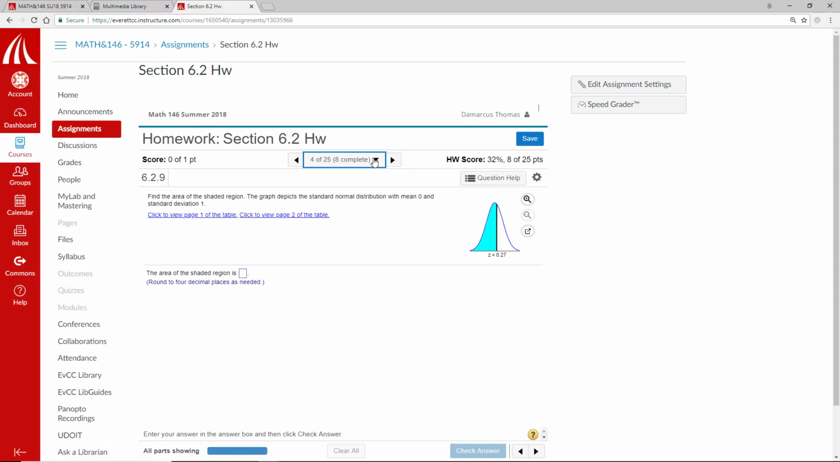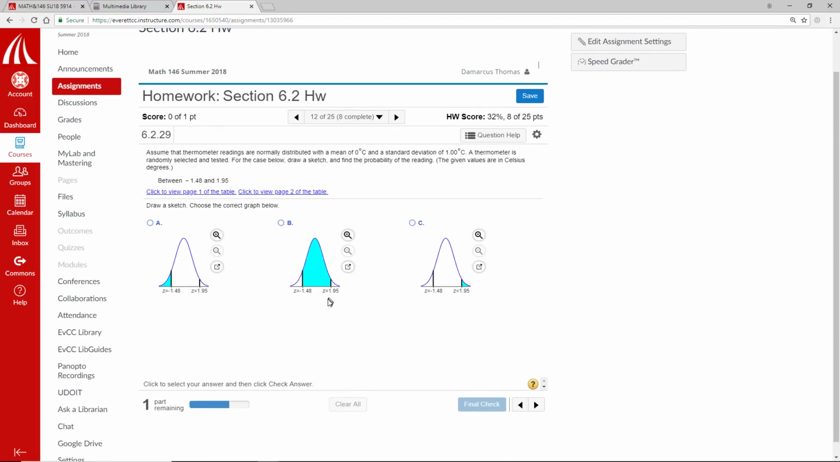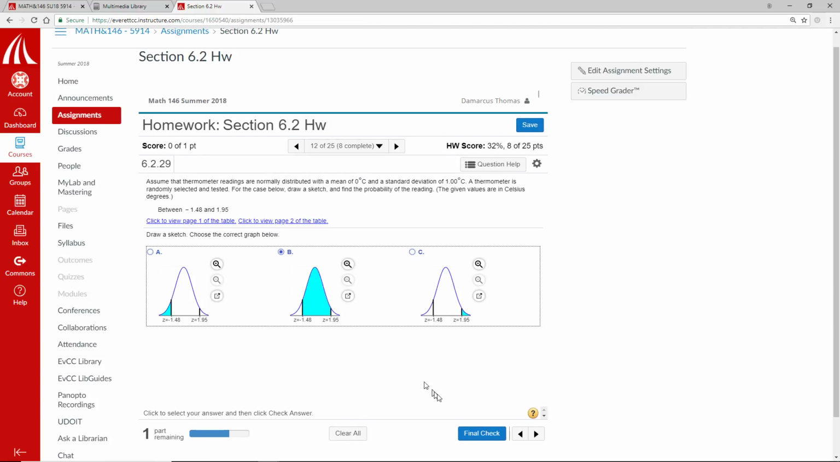Let's look at number 12. It says assume that thermometer readings are normally distributed with a mean of 0 and a standard deviation of 1. So it's standardized. A thermometer is randomly selected and tested. For the case below, draw a sketch and find the probability of the reading between negative 1.48 and 1.95. It's this one. I was just wondering if there were more pictures. Normally it's more than just 3. That looks like the best choice.